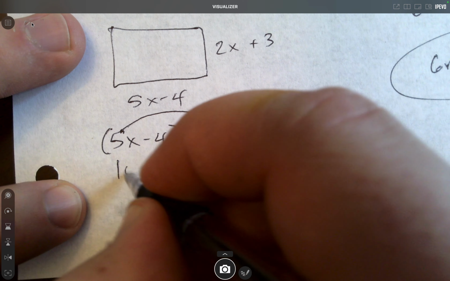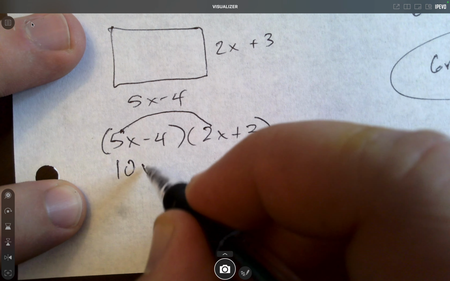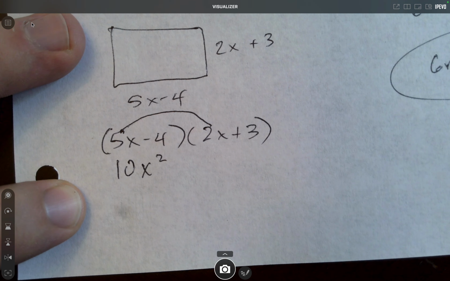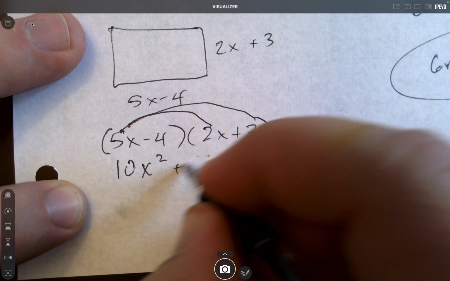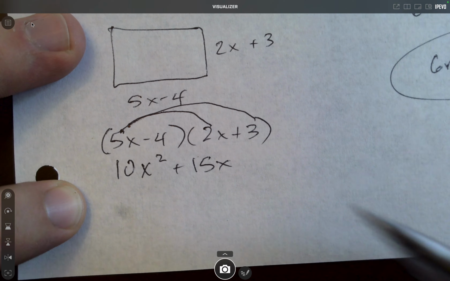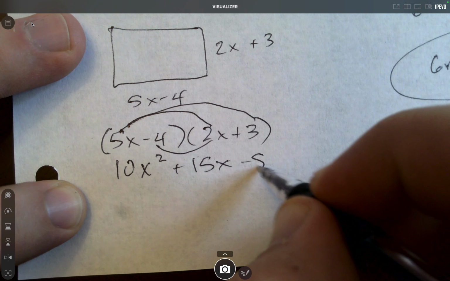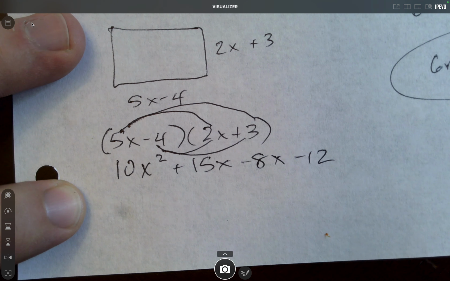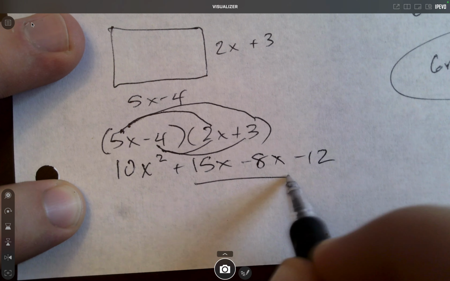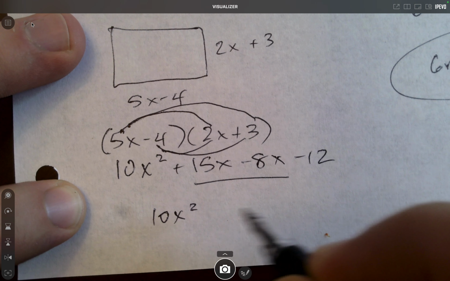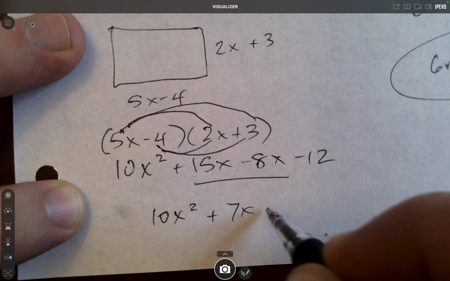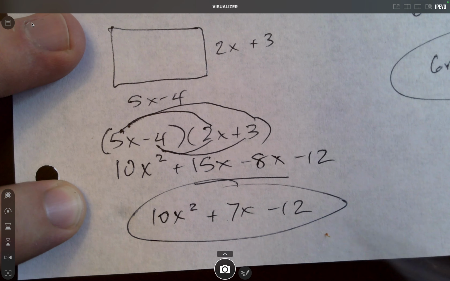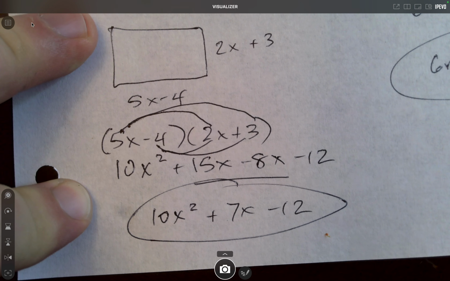5 times 2 is 10. X times x is x squared. 5 times 3 is 15, and we keep the x. Negative 4 times 2 is negative 8, and we keep the x. Negative 4 times 3 is negative 12. We have like terms right there to get our final answer. So that's the area that needs to be paved.